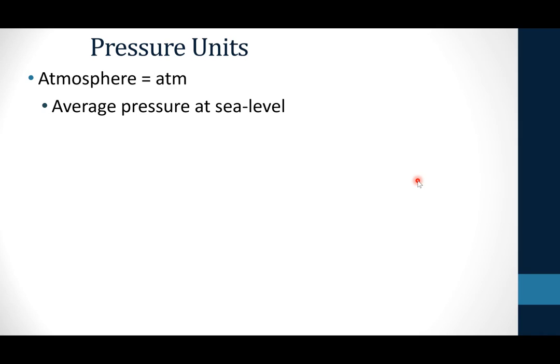Units for pressure. The unit that we're going to use the most is going to be ATM, or atmosphere. This is defined as the average pressure at sea level. So us here in Wilmington, we basically live at sea level, so the ATM around us is going to be around 1 ATM.